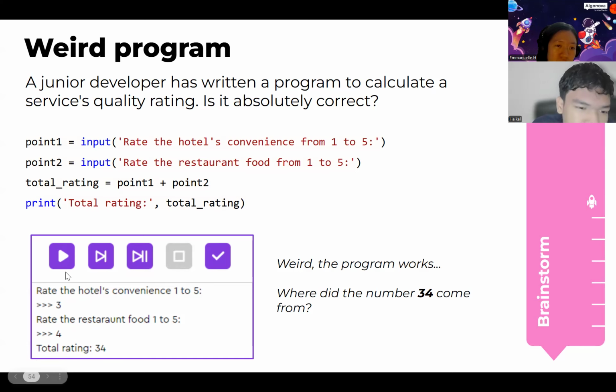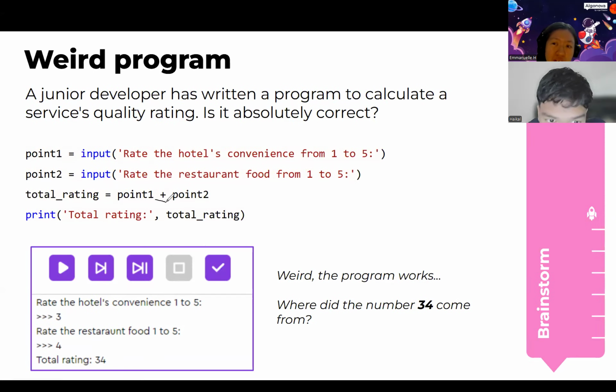Because they add up the 3 and 4. Yeah, they add 3 and 4, but instead of 7, it gives 34 because the data type is a string. They didn't convert this into integer. By default, input gives you a string, so when you add a string with a string, it will concatenate instead of doing addition.